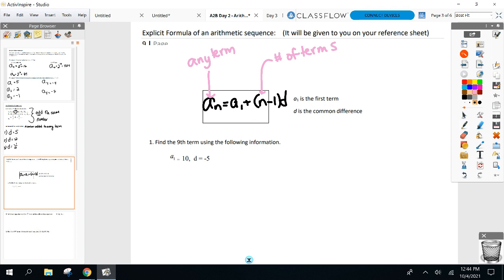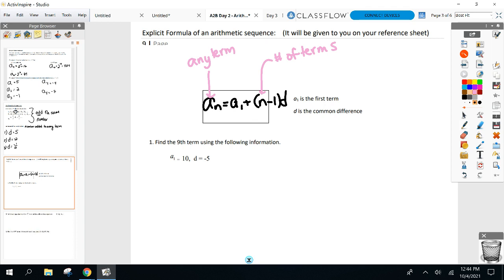You ready? Now I'm going to start calling on people. Find the 9th term of this sequence. What did I start you out with? The first term is 10. And what's the next part I gave you? It says d equals -5, but what does that mean to you? I'm adding -5 every time.